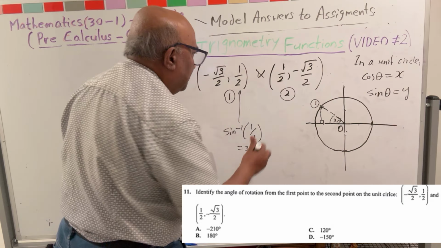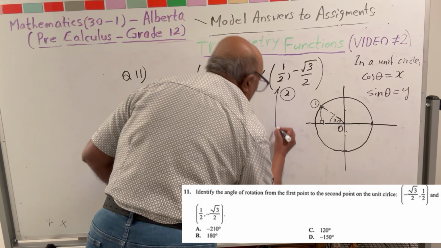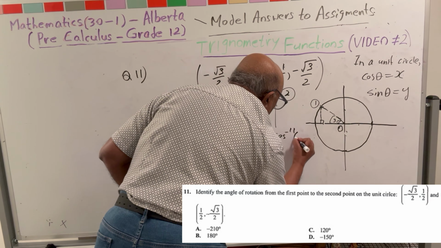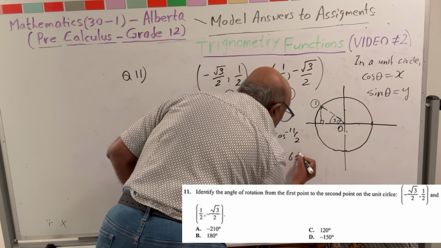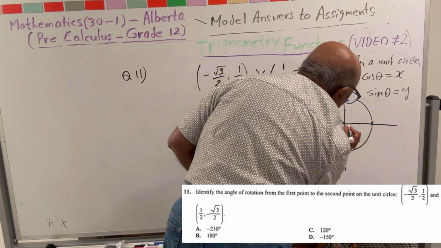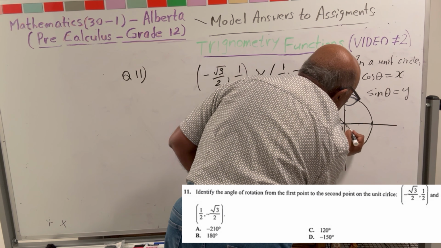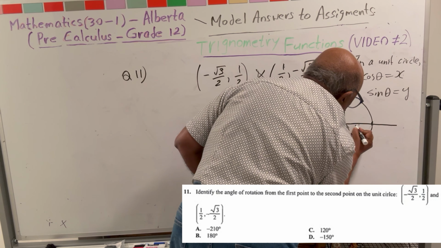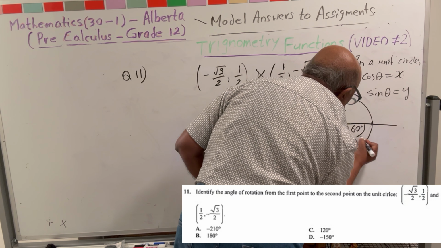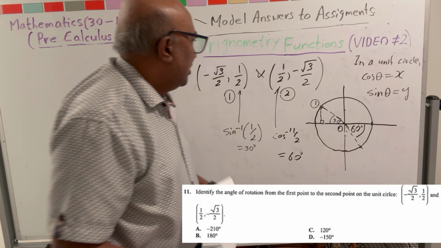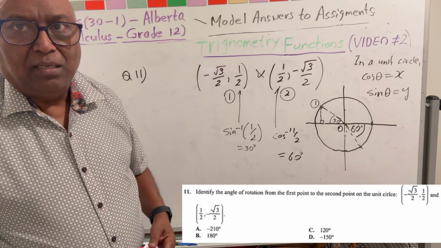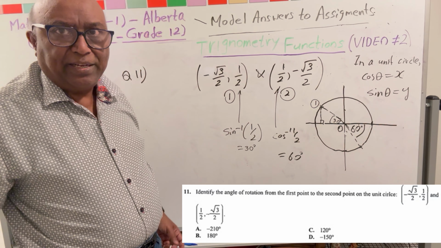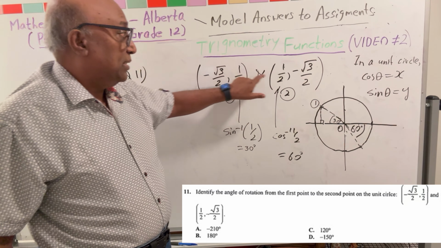Theta is cos inverse half. That is 60 degrees. That means in this position, the reference angle should be 60 degrees. I found the corresponding reference angles. I determined the corresponding reference angles for these two positions.